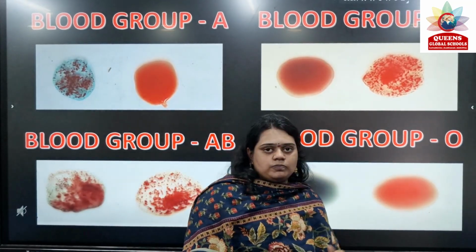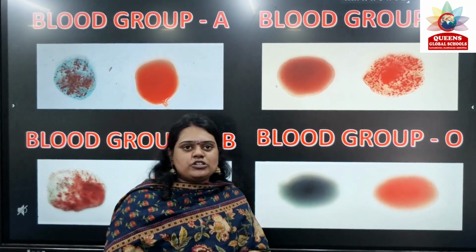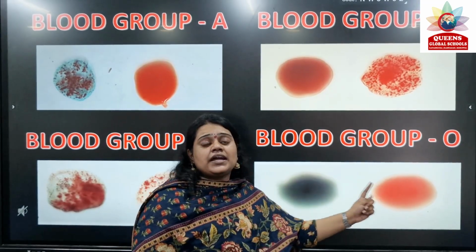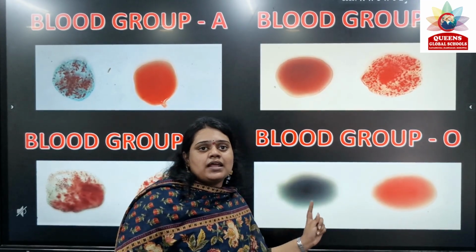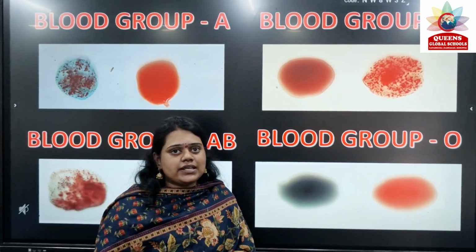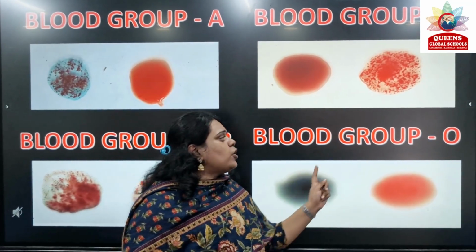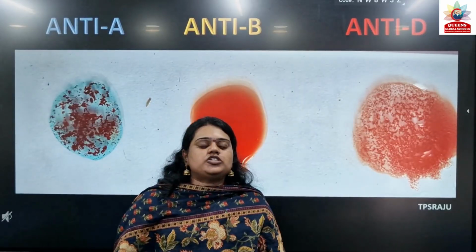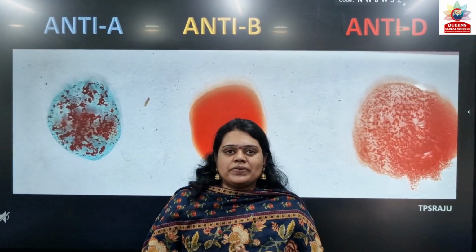Talking about O. After mixing the solutions, you don't find any kind of lumps forming in either of the plates, which indicates that the person belongs to blood group O. So, blood groups have been completed.